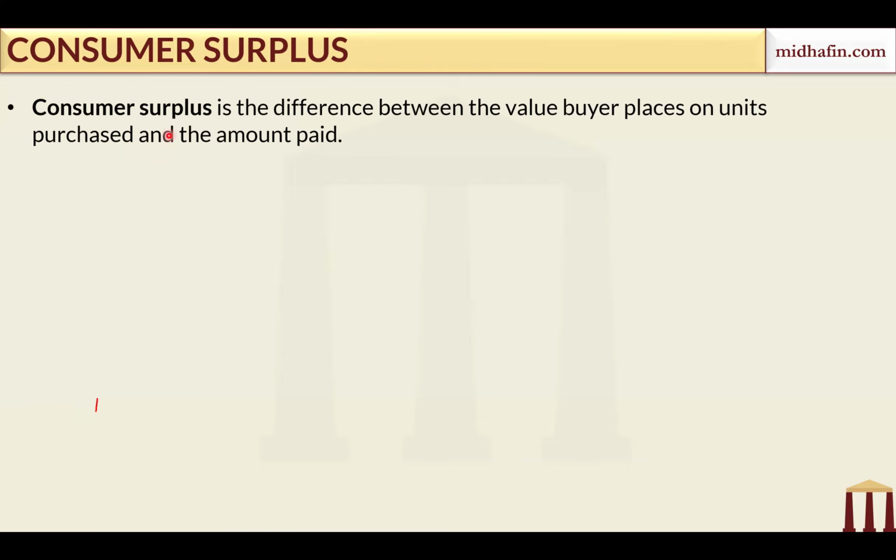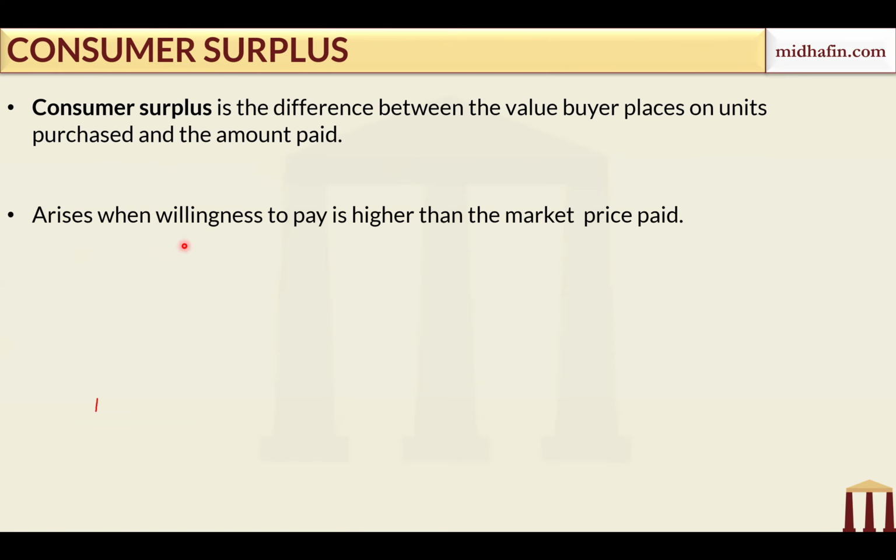So consumer surplus is the difference between the value the buyer places on units purchased and the amount the buyer pays for those units. It arises when willingness to pay is higher than the market price paid. Think of a situation where you are ready to pay 100 for a good or a service, but that product is actually available for 70. So that difference of 30 is your surplus. The surplus comes from paying less than your maximum willingness to pay.